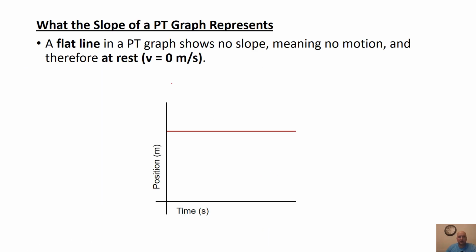Okay, so just some of the shapes that you should recognize. If you ever have a flat line on a position time graph, and I like to throw numbers in so you can think about this, let's just say this was 5 meters. Well, by the time you get to the end, you're still at 5 meters. So you're at rest. You have no velocity whatsoever.